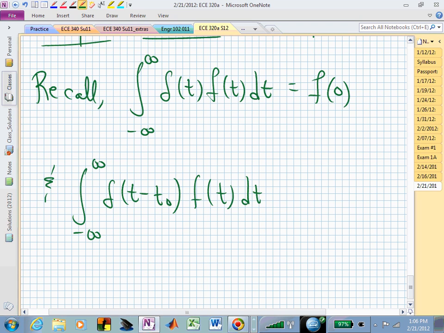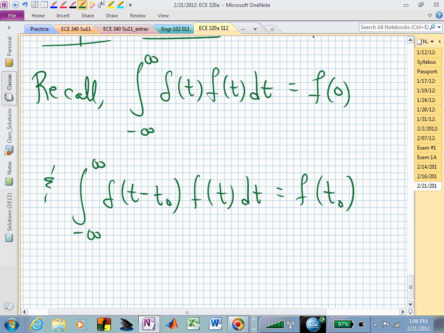So now we're looking at f of t and saying only at t equal t sub 0 is where we're going to see it, and it's going to be weighted by a value of 1. And those are the two ideas or concepts that are important to know in order to find the Laplace transform of the impulse.